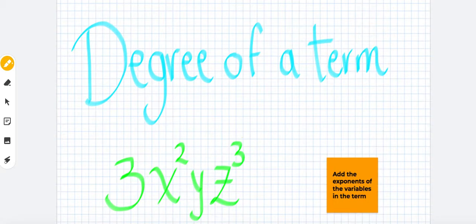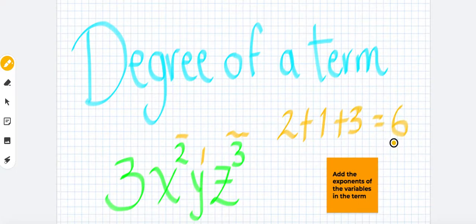The degree of a term with a non-negative integer exponent is determined by the addition of the exponents of the variables. In this case, the addition of 2, 1, and 3. 2 plus 1 plus 3, in this case 6. This one is going to be the degree of this term.